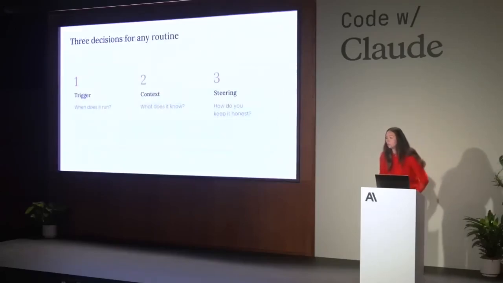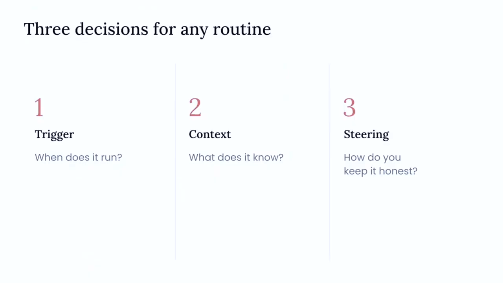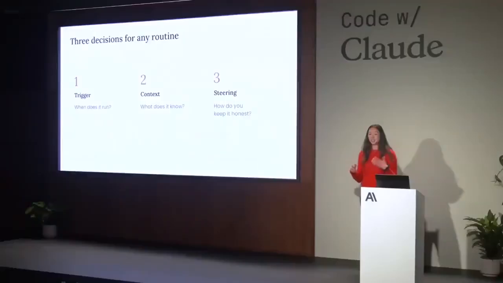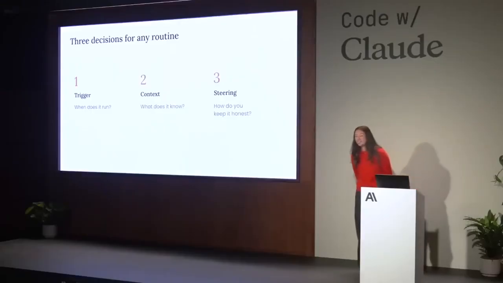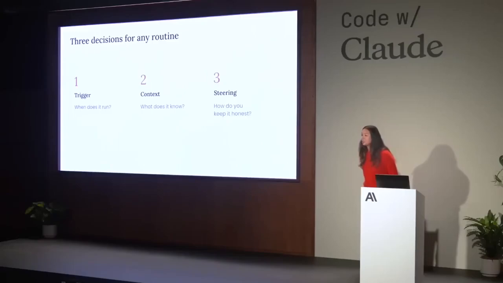But first, I want to walk through the three main decisions you'll need to make as you create any routine. The first decision is you'll need to figure out when your routine should trigger. What's actually the event, or is there a certain cadence that you want this to run? The second decision is what context or information does Claude need to have to be successful here? Do you need access to certain docs, or does Claude need access to certain tools to ping you?